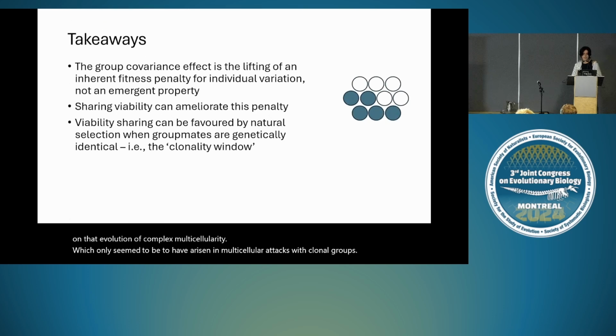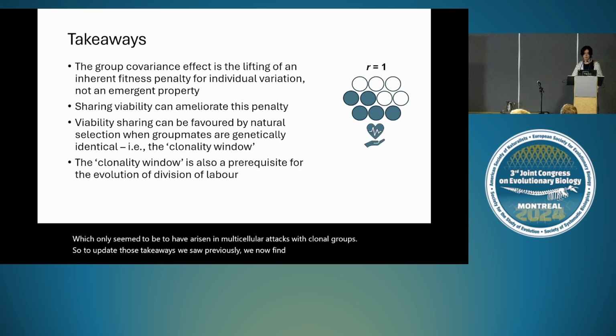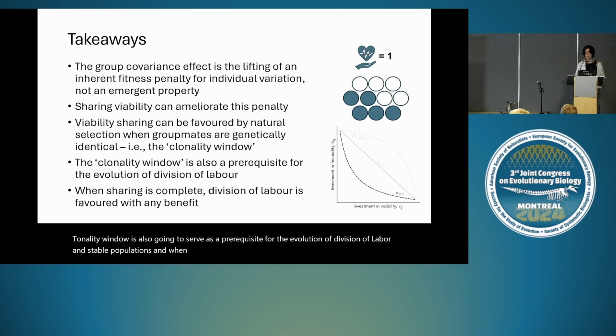So to update those takeaways we saw previously, we now find that the clonality window is also going to serve as a prerequisite for the evolution of division of labor in stable populations. And when sharing is complete, division of labor is favored with any benefit. This case therefore might represent the most likely scenario for division of labor to evolve: clonal groups who fully share their viability.